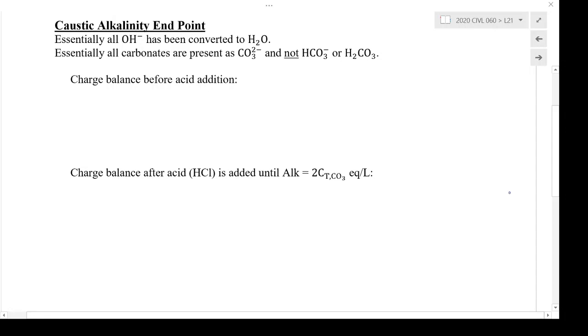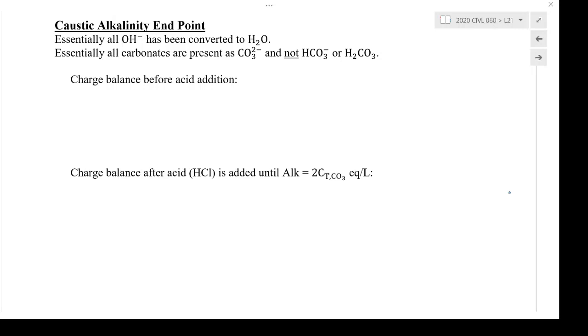In this video, I'm going to go over the caustic alkalinity endpoint derivation. This represents the point at which essentially all of the hydroxide has been converted to water, and essentially all of the carbonates are still present as carbonate, and they haven't yet been converted to bicarbonate or carbonic acid.